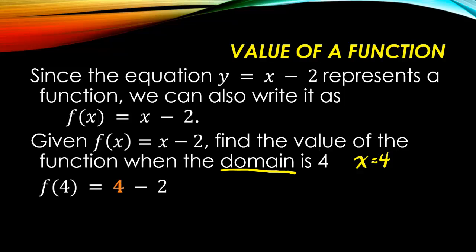So we take our equation and we replace the x with the 4, like I did here. So you just do f of 4, so here you replace the x with 4 also, equals 4 minus 2, which is just 2. So all you're doing is plugging in. When it says when the domain is, you plug that in for x. All right?